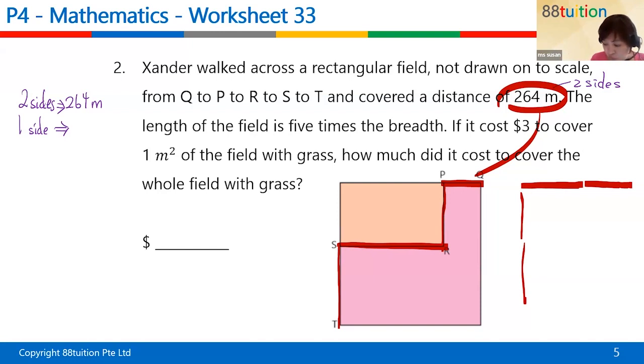Adele, can you help me with how to find the one side here? If two sides will give you 264 because it covered the thread on the red color, right? So to find one, what can I do?